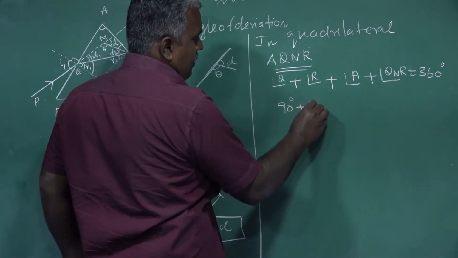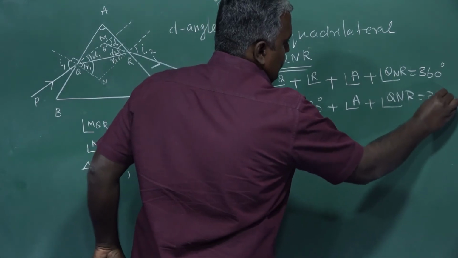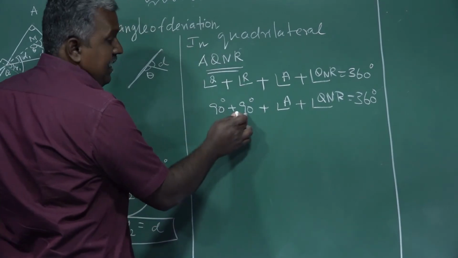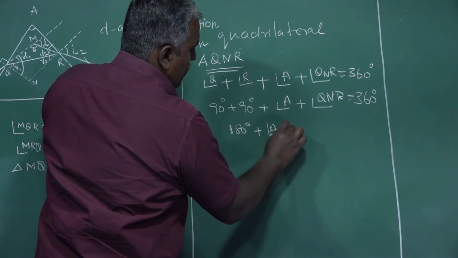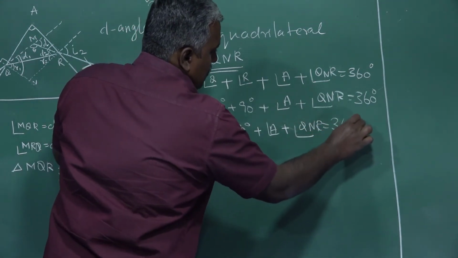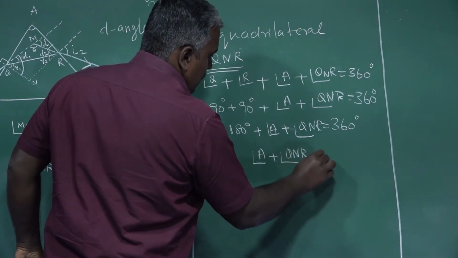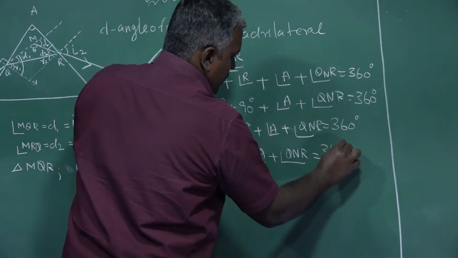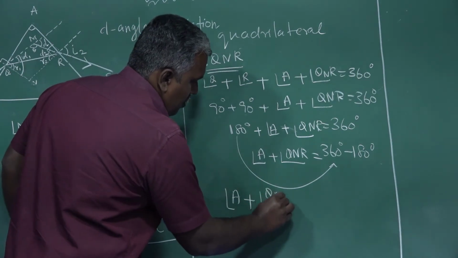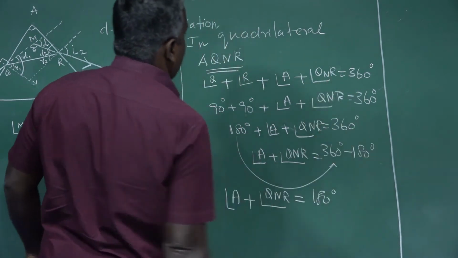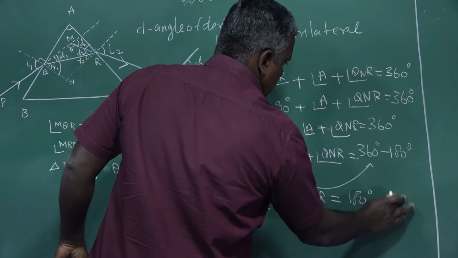90 degree plus 90 degree, 180 degree, plus angle A plus angle Q, N, R is equal to 360 degree. So angle A plus angle Q, N, R is equal to 360 degree minus 180 degree, which is 180 degree. This is equation number 1, let us consider.